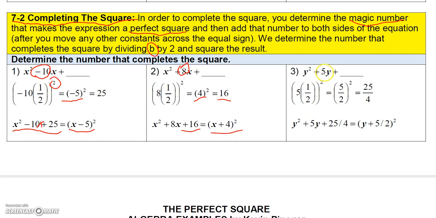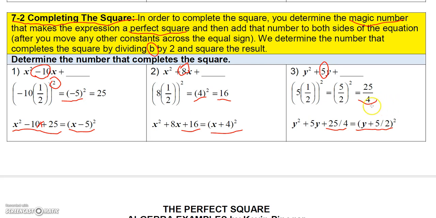Now, you might have to deal with fractions sometimes. On this one, I have y squared plus 5y plus some number that is going to make it a perfect square. Here the b is 5, so if I take half of 5, that's going to be 5 halves. And I have to square the 5 halves to get the magic number, and the magic number is 25 fourths. So I actually have to add 25 fourths to this, and then it'll factor into y plus 5 halves quantity squared.